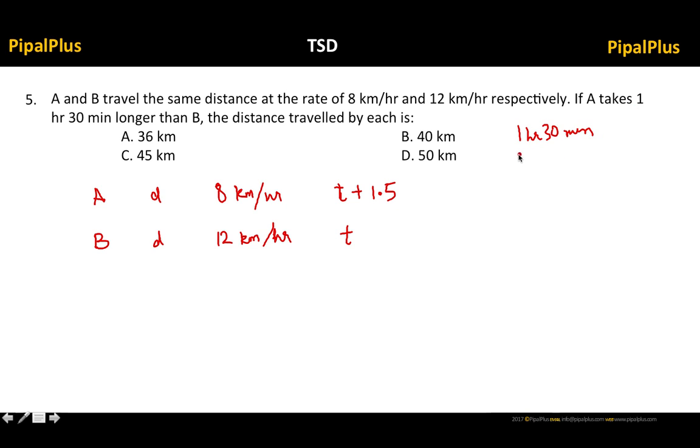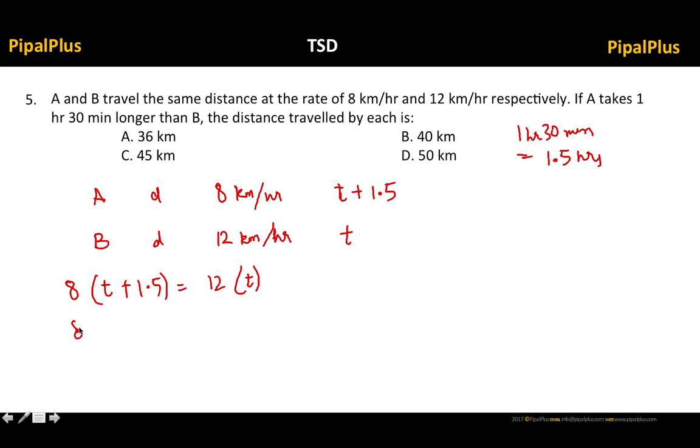Now why I have taken 1.5 is because 1 hour 30 minutes, when I convert the whole thing into hours, becomes 1.5 hours, right? And I must have hours. Why? Because the speed is in kilometers per hour, right? So even the distance will work out in kilometers. Okay. Now the same distance situation, we get S1 T1 equals S2 T2. So that's what we're going to use. So S1 T1 equals S2 T2, right?